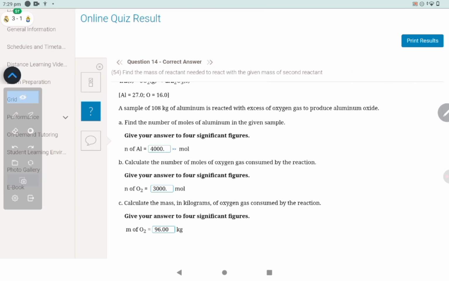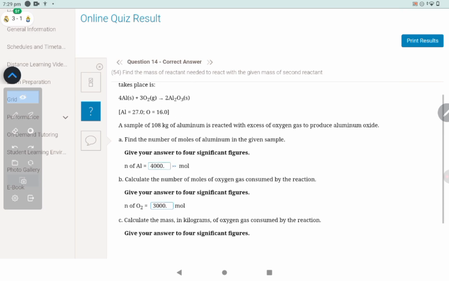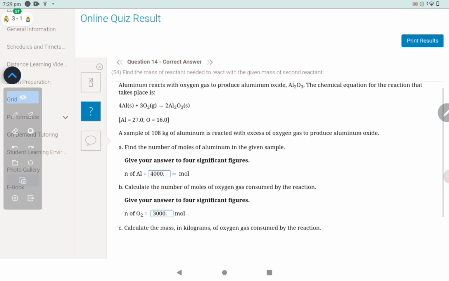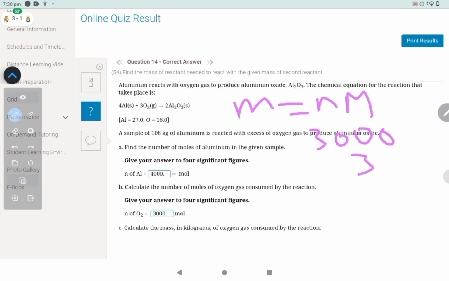Calculate the mass in kilograms of oxygen gas consumed by the reaction. Now they want the mass in kilograms, not in grams. So we have oxygen gas is 3,000 moles. Now this, we did that in grams. So we have mass is equal to n times M. We know the moles, and then the molar mass of oxygen. Oxygen here is diatomic, so 32.